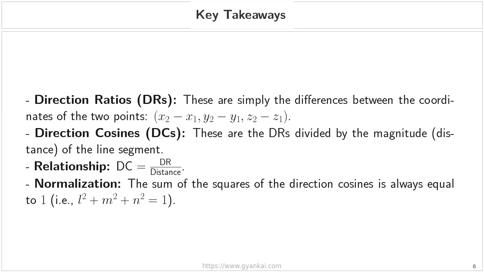Finally, there is a very important property called normalization. Because direction cosines represent the cosine of the angles the line makes with the axes, the sum of the squares of the direction cosines, that is, L squared plus M squared plus N squared, must always be equal to 1.